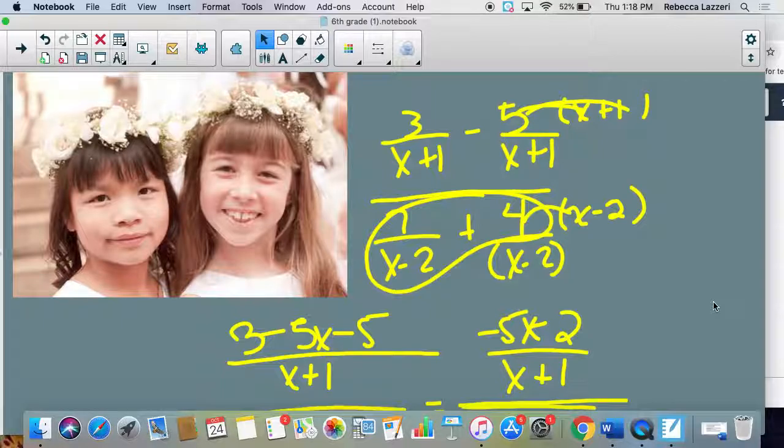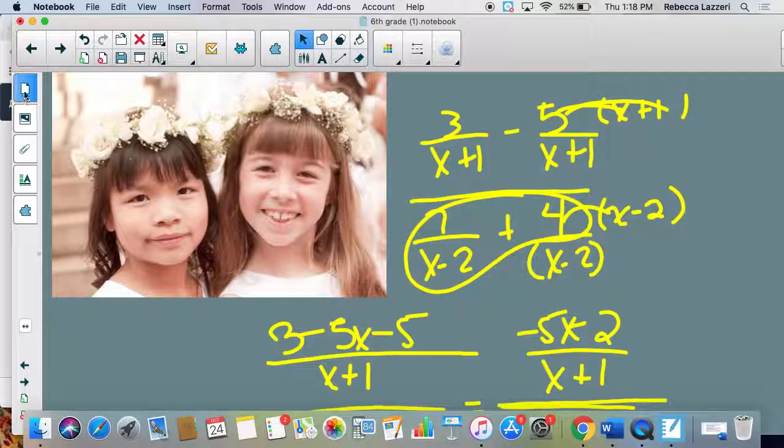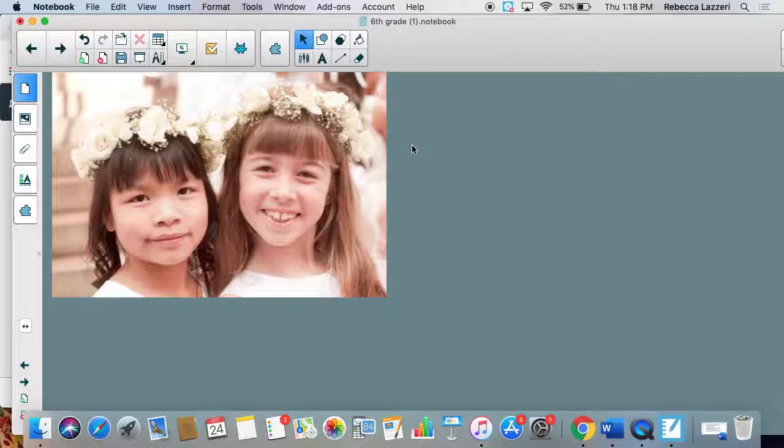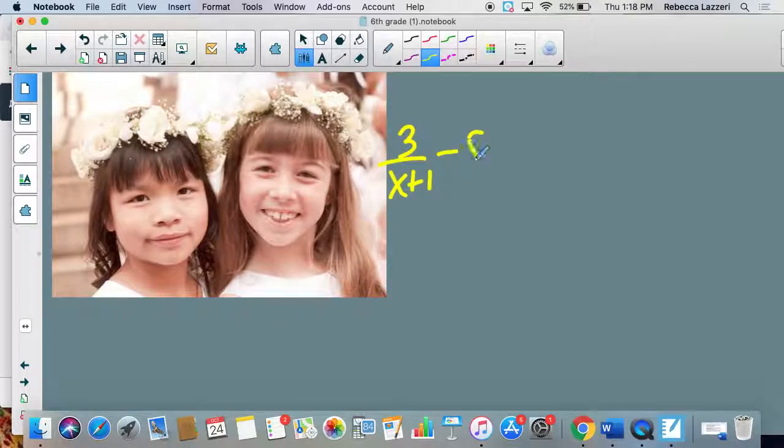Let's see, it was 3 over x plus 1 minus 5. Did you write down the original problem? 3 over x plus 1 minus 5 over 7 over x minus 2 plus 4. Plus 4, thanks.